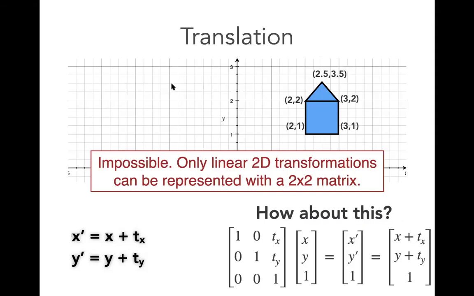So how about this matrix? What we've done is we've expanded the matrix from a 2 by 2 matrix to a 3 by 3 matrix, and then we've taken x and y and added a 1 at the bottom, which is kind of strange. This is called homogeneous coordinates.